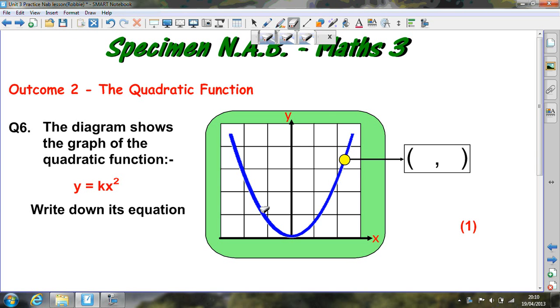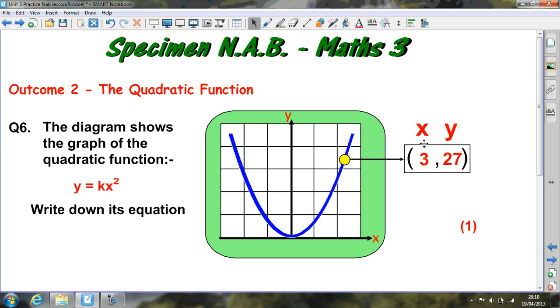Okay, so in this question we have to work out what the value of k is and then put it back into the equation. So the final answer would look like y equals 3x squared or y equals 4x squared or so on. You'll be given a coordinate. In this case I'm going to write down 3, 27. That's given to us. So you first have to realise that the 3 is an x coordinate and the 27 is a y part of the coordinate.